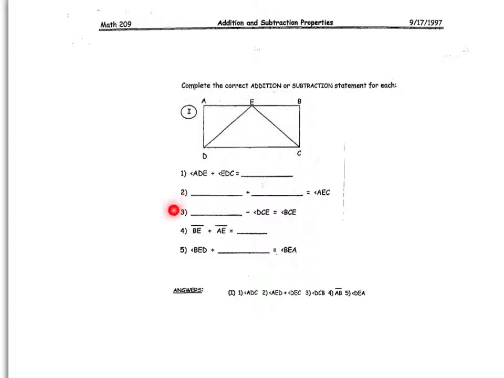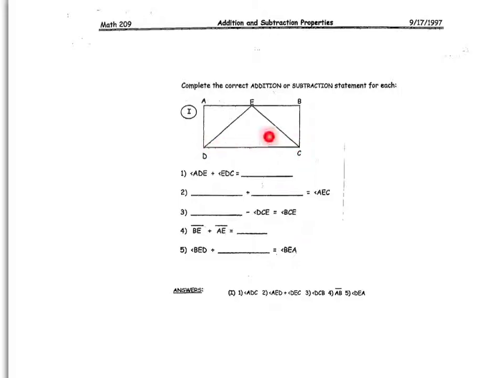Now let's look at number 3, which is angle subtraction. I'm basically telling you what angle I ended with, B to C to E. So I ended with this space, but I'm telling you that I got that amount of space by removing this space from D to C to E.